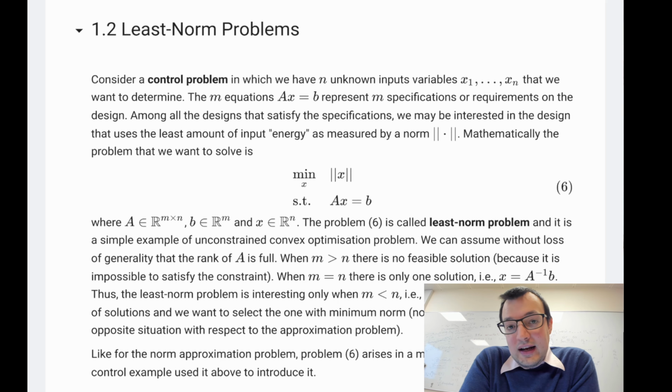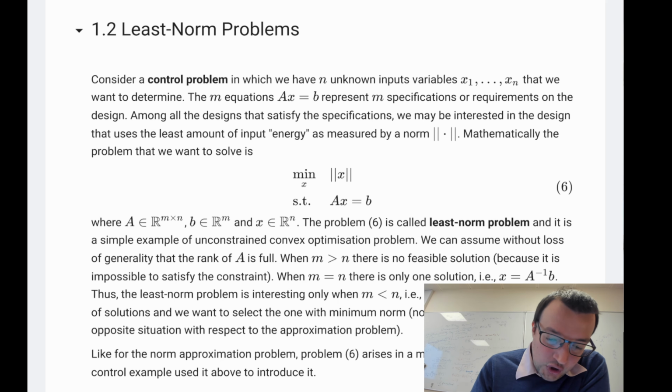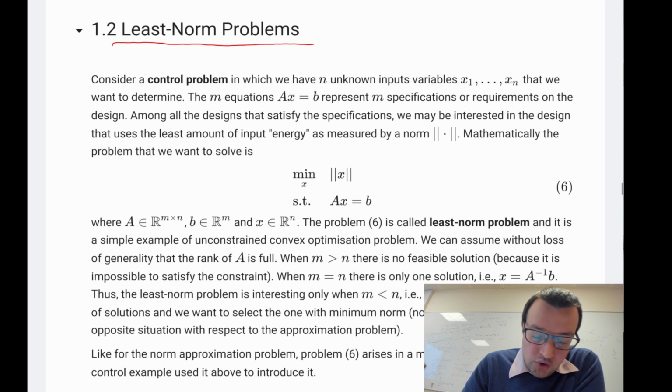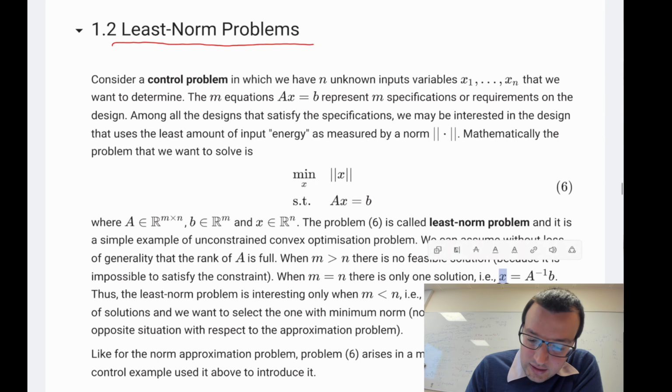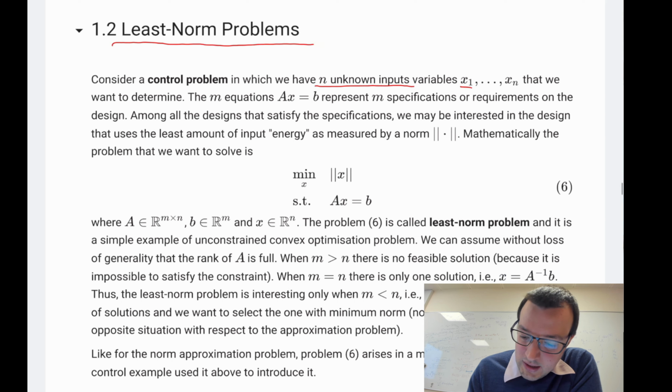We now look at a different class of problems, the least norm problems. So we introduce this again with an application in mind. For instance, we can think about a control problem in which we have n unknown input variables, x1 to xn, and we have m equations of the type Ax equal to b, so linear equations, which represent m specifications or requirements in the design.